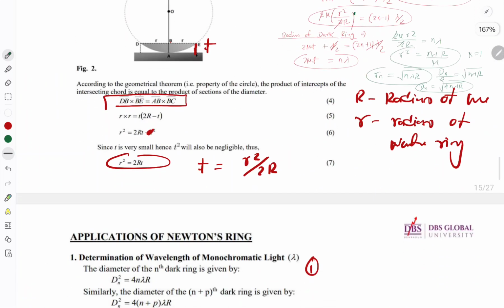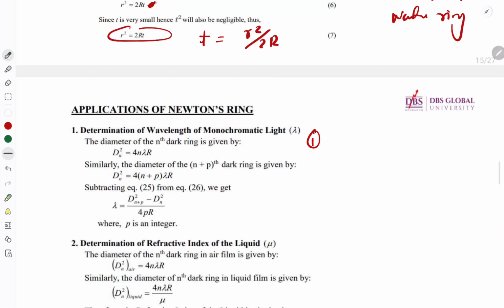Now come to the application part. Till here you understood how we find out the diameter of dark ring. Now what are the applications? The first application is to determine the wavelength of monochromatic light. The Newton ring experiment we do to find out the wavelength of mercury light or any monochromatic light. The formula for the nth dark ring diameter is Dn square equal to 4n lambda into R. n is the order of the ring.